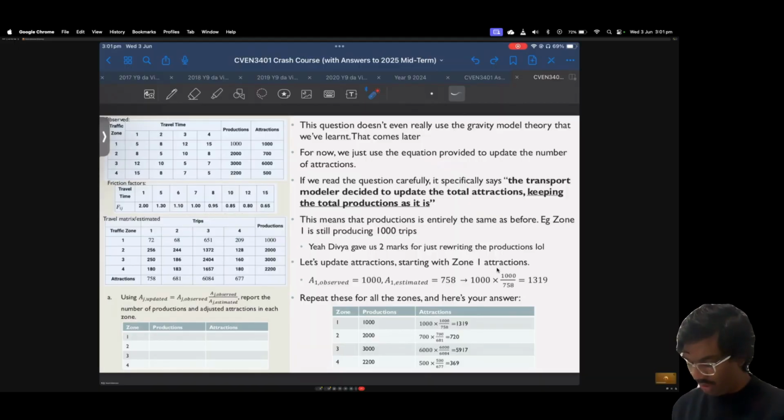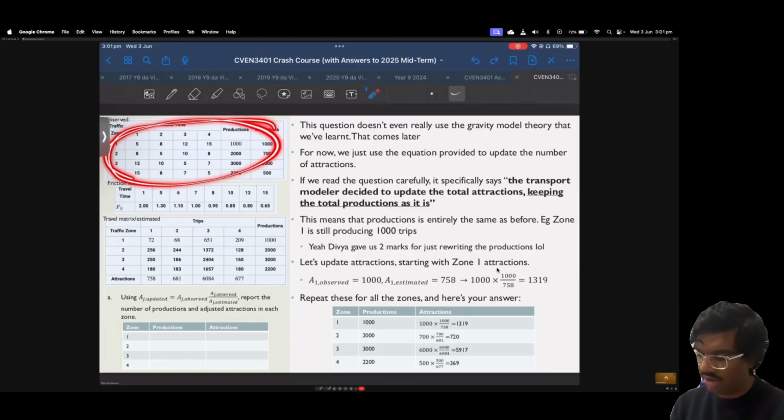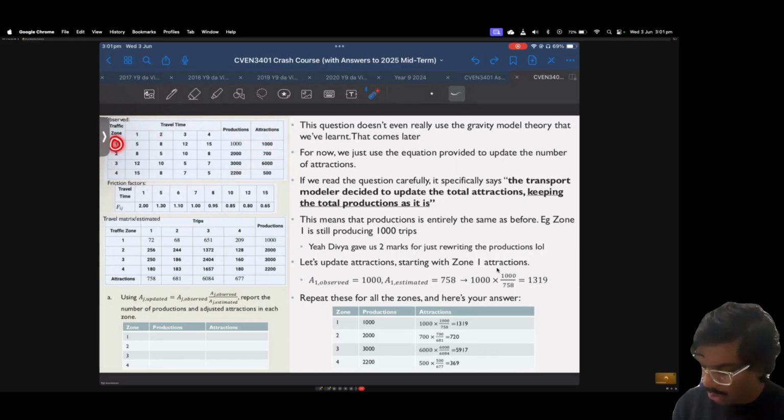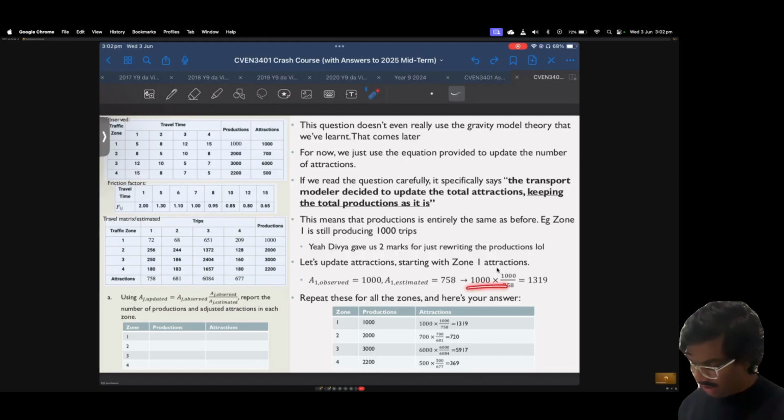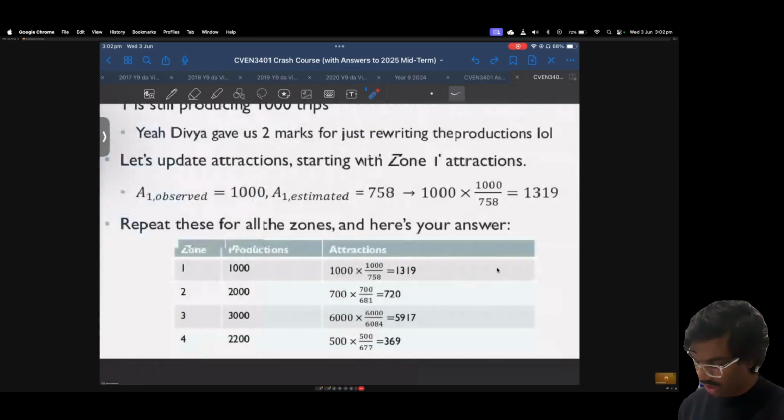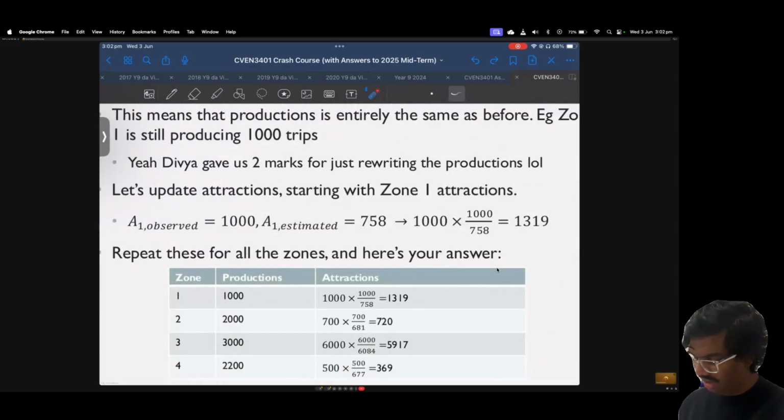All right, okay, this is the formula. So we know, according to this, this table is our observed table, if you go back to the question. Zone 1 had 1,000 attractions. But when we did our first iteration of our gravity model, zone 1 had 758 attractions instead. So the formula is just 1,000 times 1,000 over 758, and you get 1,319. Great. So repeat it for all the zones, and then you get these answers.